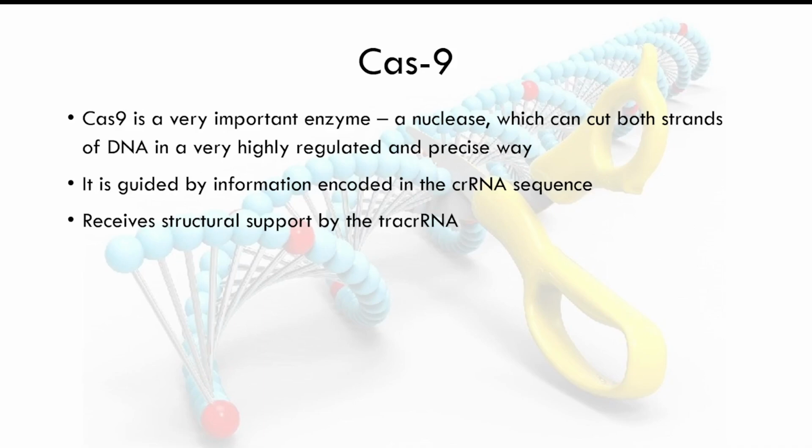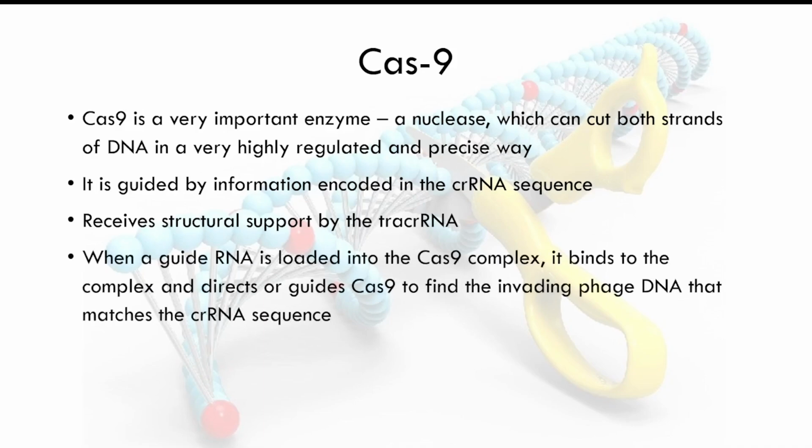Tracer goes, yes, and it recognises. CRISPR RNA plus tracer RNA makes guide RNA. Then that guide goes to Cas9, and Cas9 goes, wah, if it finds the phage DNA. The guide RNA gets structural support from the tracer and is able to lock into place in the Cas9 complex. So it binds to the complex and directs or guides Cas9 to find the invading phage DNA that matches that sequence. It already has a teeny bit of that sequence in it, and it just goes along and looks for that sequence.